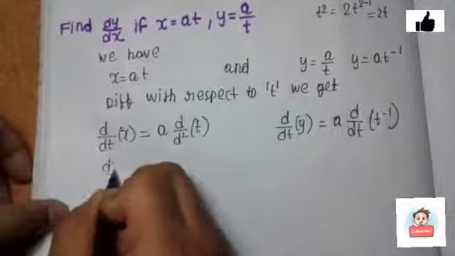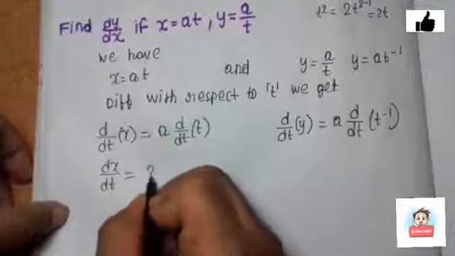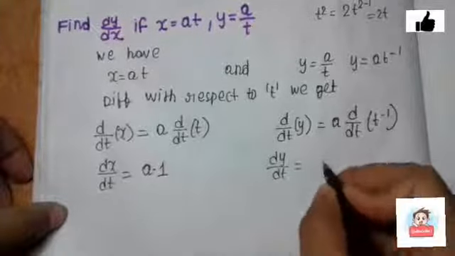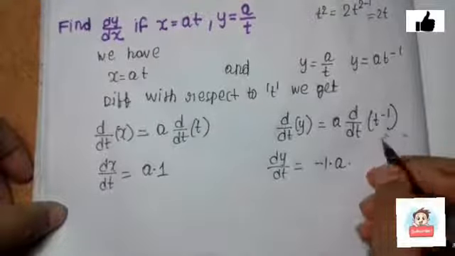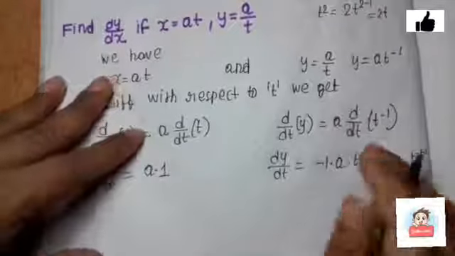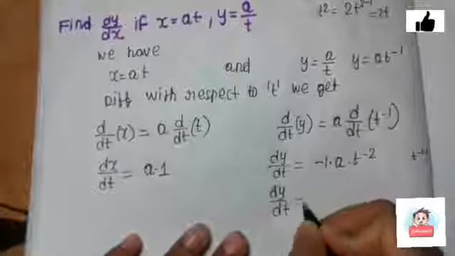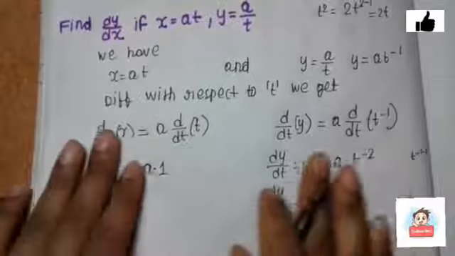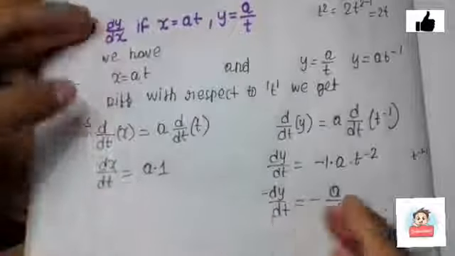Let's see. dx by dt equals to, as differentiation of t is 1, so a into 1. Now dy by dt equals to, minus 1 comes down, minus 1 into a, and the negative, as t to the minus 1 becomes t to the minus 2, the differentiation says it all. The next step we will say dy by dt equals to minus of a by t square. This is our answer.